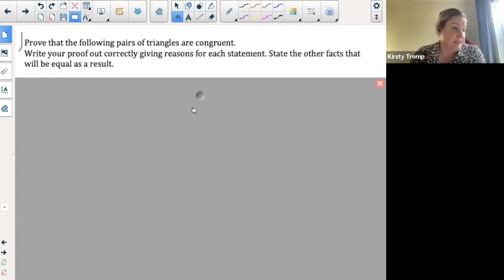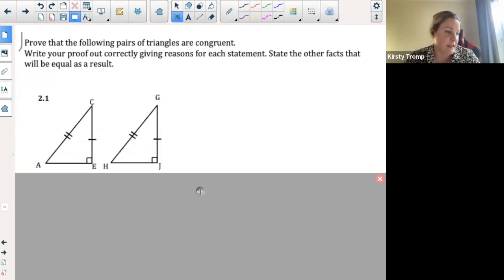Okay, let's have a look. It says, prove that the following pairs of triangles are congruent. Write your proof out correctly, giving reasons for each statement. State the other facts that will be equal as a result. So we're making sure that we read the full question here, guys. The first thing they want us to do is prove that the triangles are congruent. The second thing is they want us to tell them what else will be equal because the triangles are congruent.